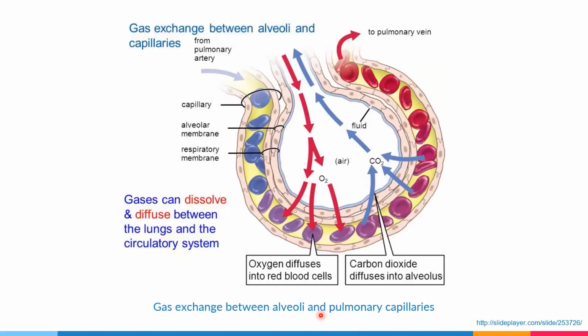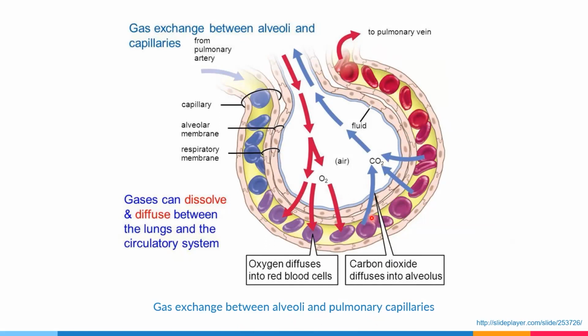Next, we look into the gas exchange between alveoli and pulmonary capillary. In this particular diagram, the outer layer right here is the capillary that is running from the pulmonary artery to the pulmonary vein, and the inner structure is obviously the alveolus. Here we can see that there is an alveolar membrane and a separate pulmonary capillary membrane as well.